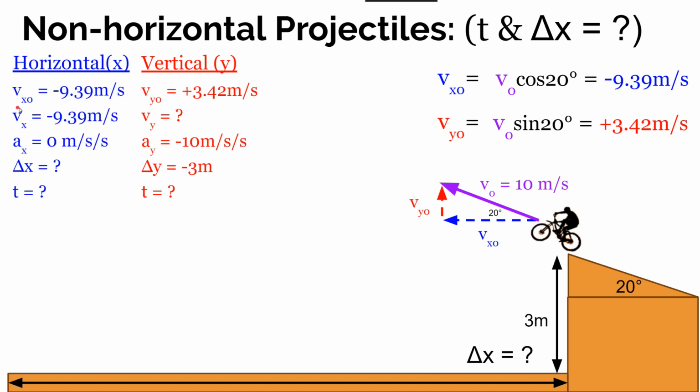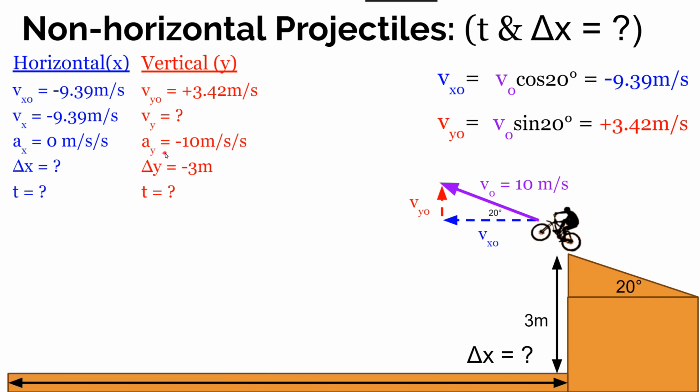The initial component of the velocity in the x direction was negative 9.39 meters per second. There is no acceleration in the x direction, so the final velocity in the x direction is also negative 9.39 meters per second. We calculated the initial velocity in the y direction was positive 3.42 meters per second, and we don't know how fast it's moving vertically by the time it makes it all the way down to the ground.